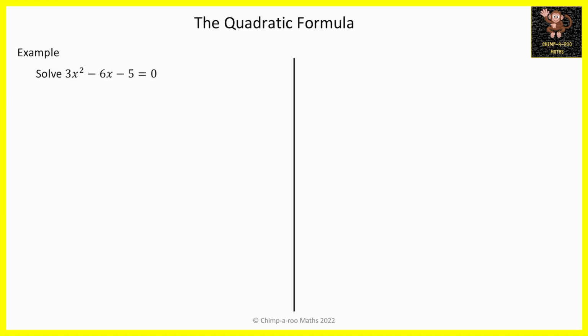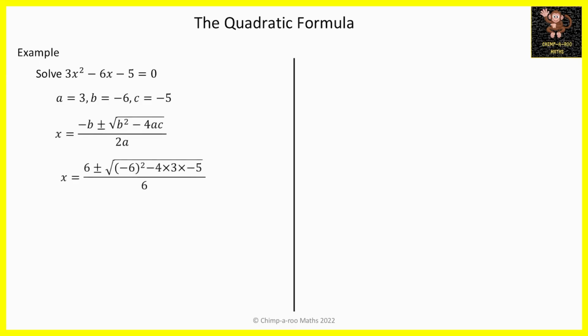Okay, in these examples, we now have some negative numbers, and we've got solve 3x squared minus 6x minus 5 equals 0. So a is 3, b is minus 6, c is minus 5. Write down the formula. Now when we do this, x is minus minus 6 plus or minus the square root of minus 6 all squared minus 4 times 3 times minus 5. So we evaluate each of those terms inside the square root separately.